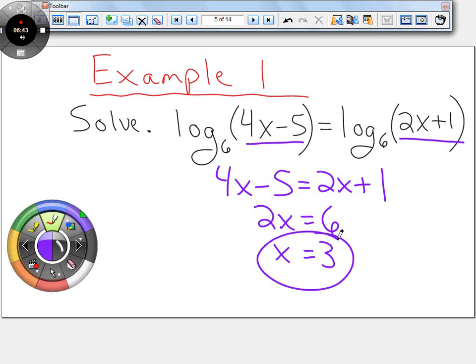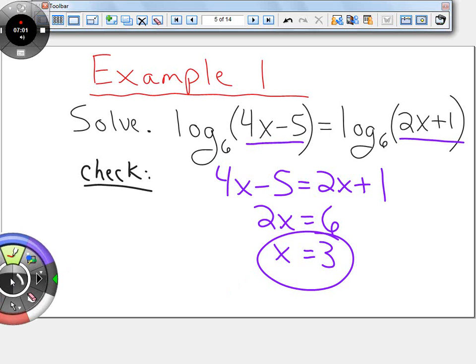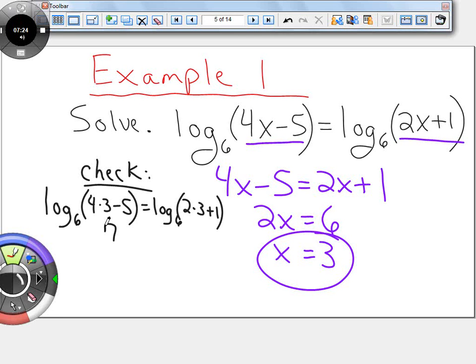And we always have to check, because sometimes we get answers that don't make any sense. So we really do need to check. I plug in a 3 right in for the x. Just make sure that the argument's positive. So log base 6 of 4 times 3 minus 5 equals log base 6 of 2 times 3 plus 1. This turns out to be 7 in there, and 7 in there. We're going to be fine, so it does check out.